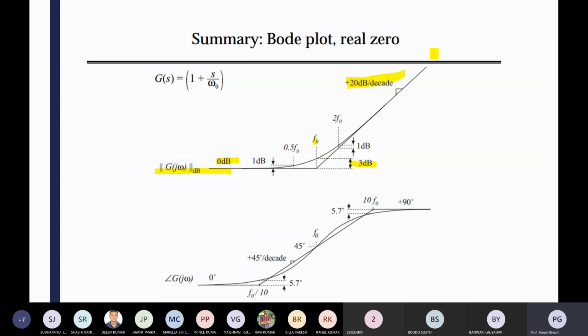It will rise up with that slope. The phase initially was 0 degree, and finally it goes to plus 90 degree. At f0 it is 45 degree. So it looks like that.